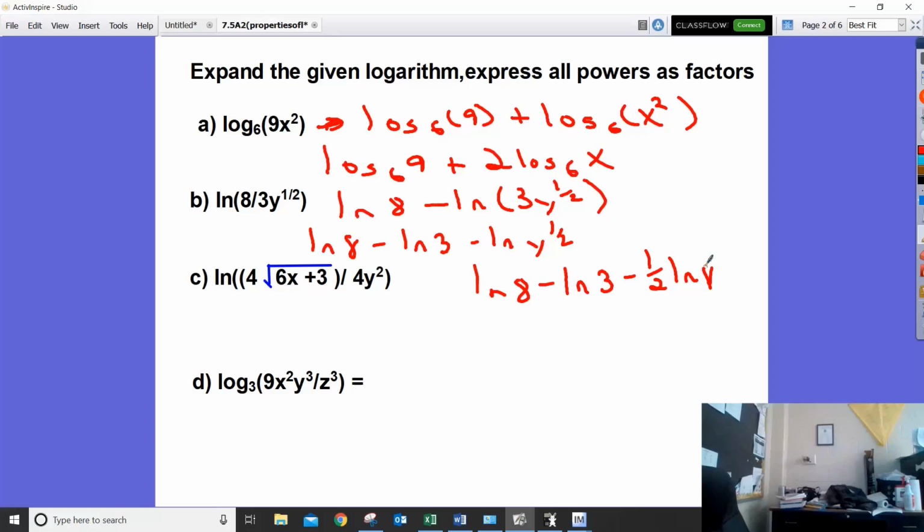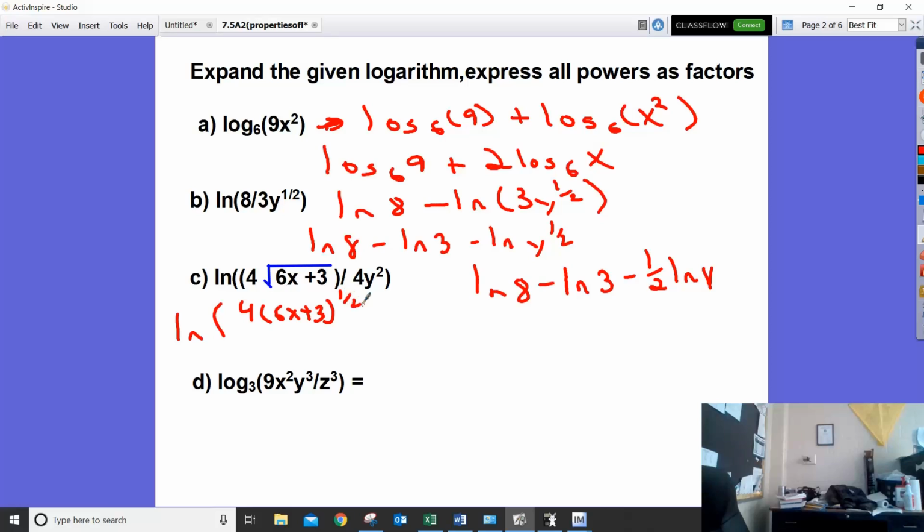Let's see. The natural log of the square root of 6x plus 3, sitting over 4y squared. Before we even start on this thing, square root, what's its power? 1/2. If you don't understand the square root is the 1/2 power, I don't say this to be mean, do not take pre-calc. If you don't understand something is understood as a square root being 1/2 power, do not take pre-calc, kids. I see this every year, and I'm like, what are you doing here? But whatever. I'll try.